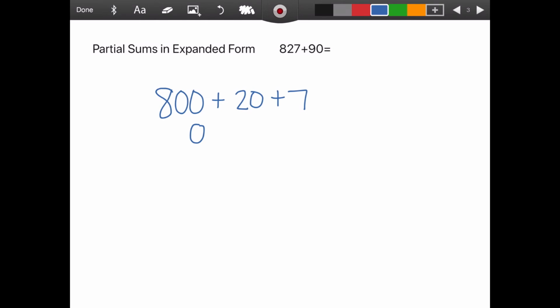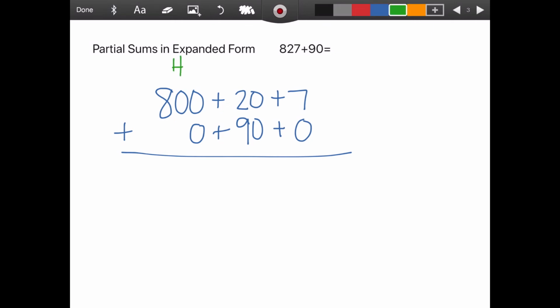Now we look at that second addend, which is 90. So there's nothing in the hundreds place. There's a 9 in the tens place, which represents 90, and then there's also nothing in the ones place. So we have our equation set up with 800 plus 20 plus 7, and we're going to be adding 90 to that. And again, notice how things are lined up by place value. So we have the hundreds, the tens, and the ones. When things are lined up vertically and horizontally, it helps us to keep things nice and organized, and then we are able to be better mathematicians as we solve these problems.